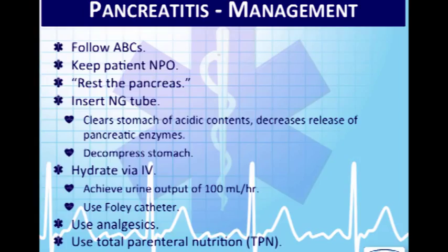We want absolutely nothing going into their small intestines. We will admit these patients to the hospital. If things get very bad, we will ultimately give them what's called IV nutrition, or we call it TPN, total parenteral nutrition, so that at least they can get some nutrients, but those nutrients will go through the IV. It won't go through the GI tract.